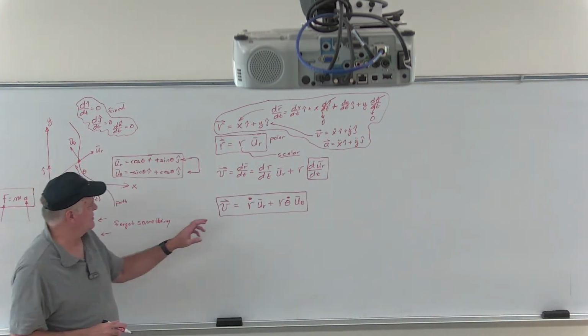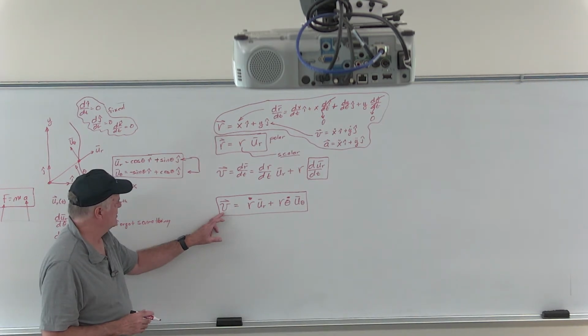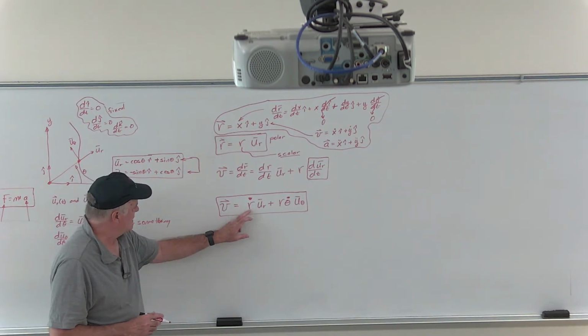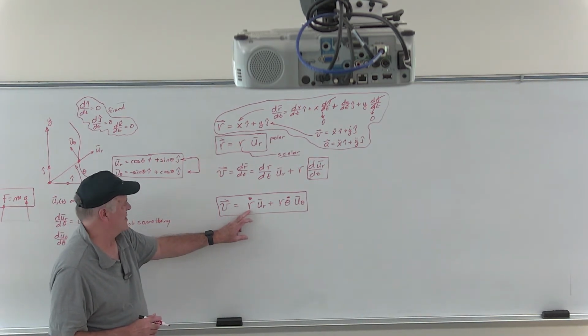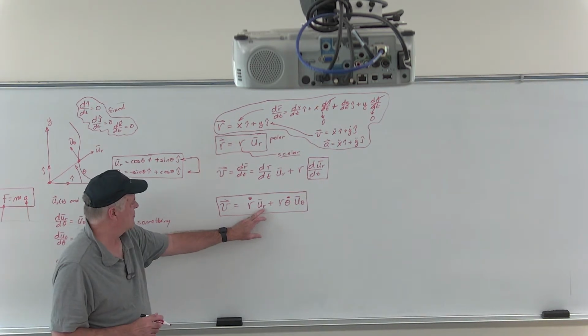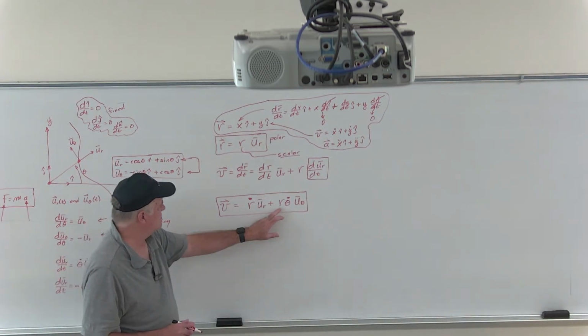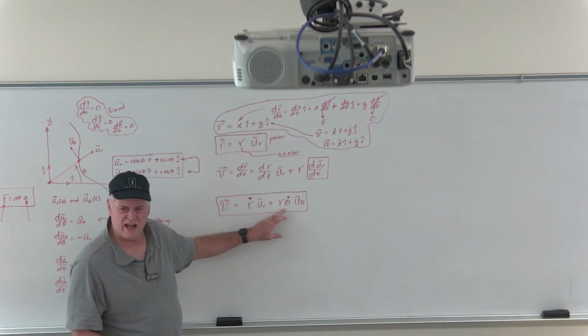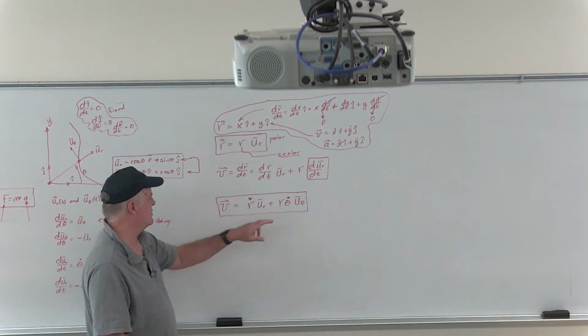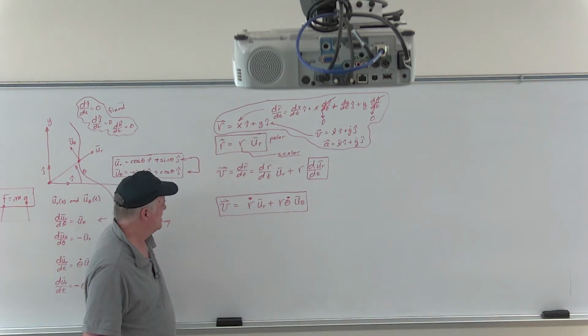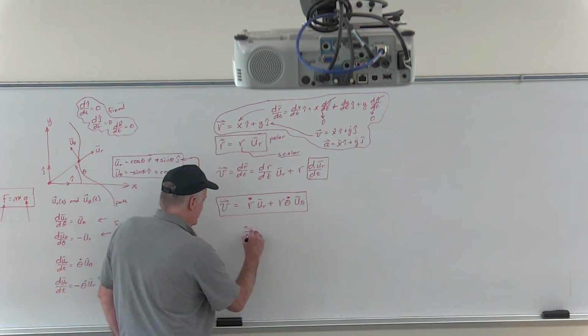So in other words, in polar coordinates, you can have the thing moving closer to or further from the origin, and that's this, and then spinning around the origin. That sounds weird, but spinning around the origin is this one. So let's take a special case.